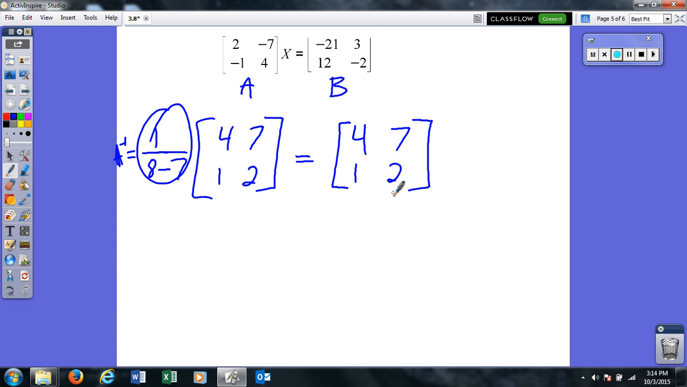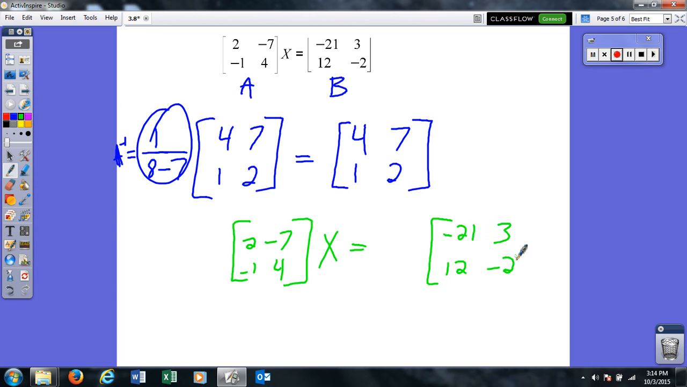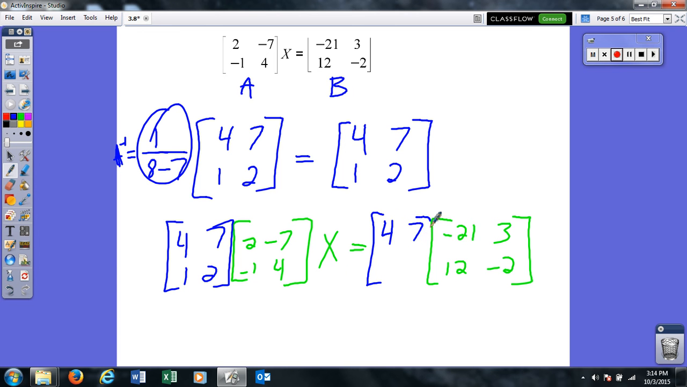That is the inverse. So if we take that original equation, which is this, 2, negative 7, negative 1, 4, times the matrix X, which we don't know, and then negative 21, 3, 12, and negative 2. We take this and multiply both sides by the inverse of A. Make sure to do it on the left side of each side of the equation.